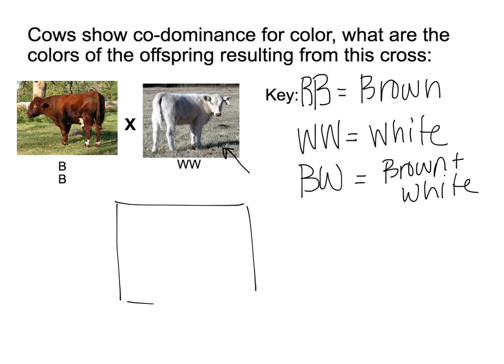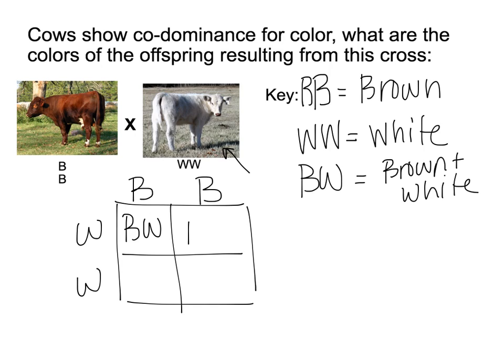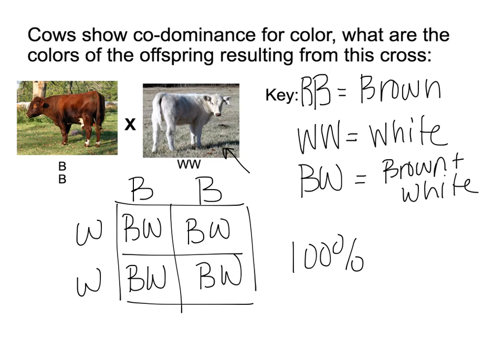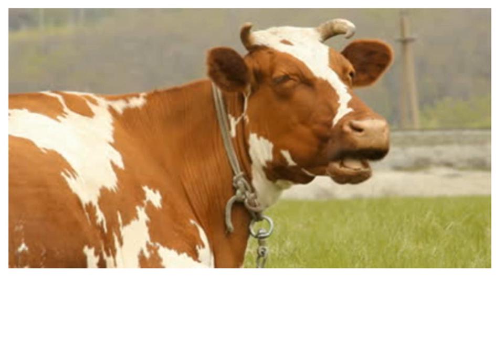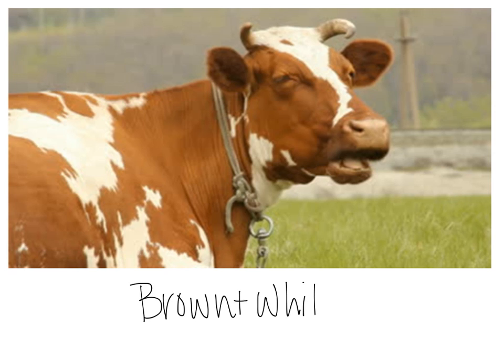All right, let's set up a Punnett square for this problem. We have a brown horse, so we've got two big B alleles. We've got a white horse, and as you see from the resulting Punnett square, 100% of the offspring are going to have the genotype BW. That means 100% of our offspring are going to be both brown and white when we look at the phenotype. And this is what our brown and white horses are going to look like.